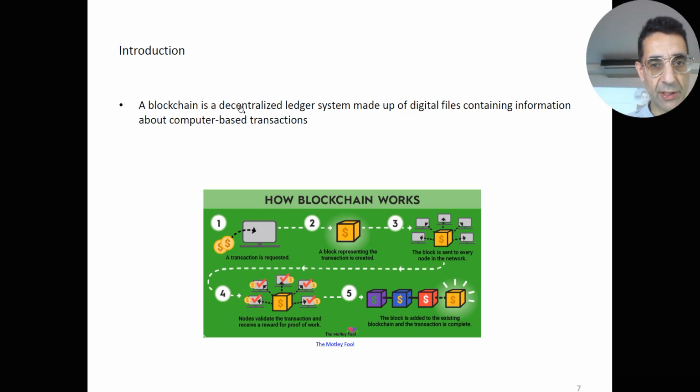And here I'll try to give a definition of blockchain. So what is blockchain? Basically, as the slide reads, a blockchain is a decentralized ledger system made up of digital files containing information about computer-based transactions. Basically, what it says here is that a blockchain is a computer file for storing data, and that data which are contained within the blockchain are distributed, or let's say duplicated, across many computers. So this is what makes this technology decentralized.